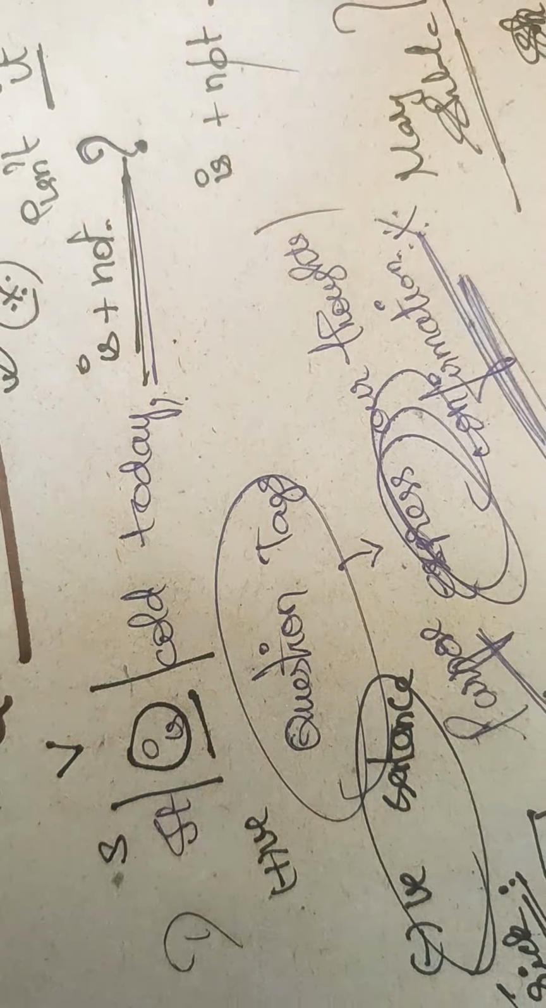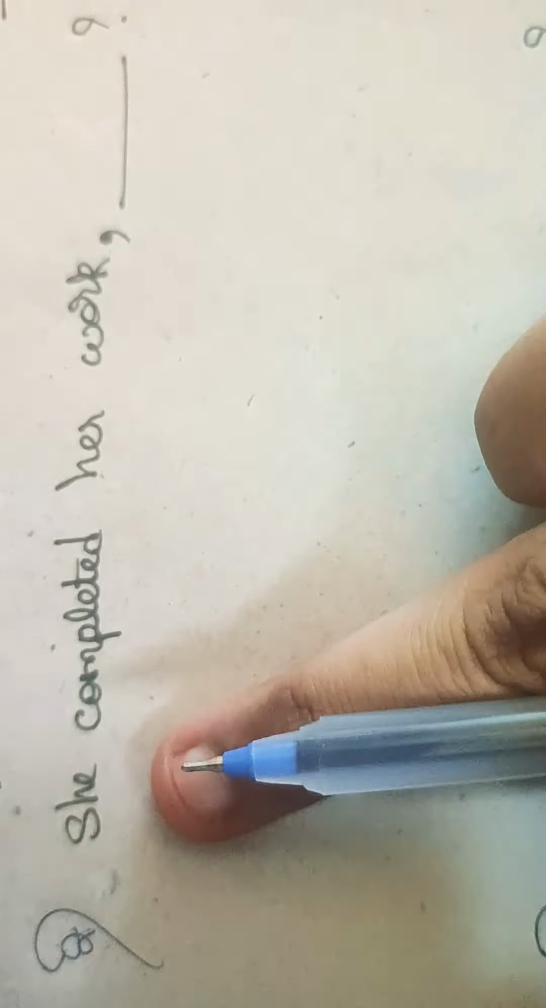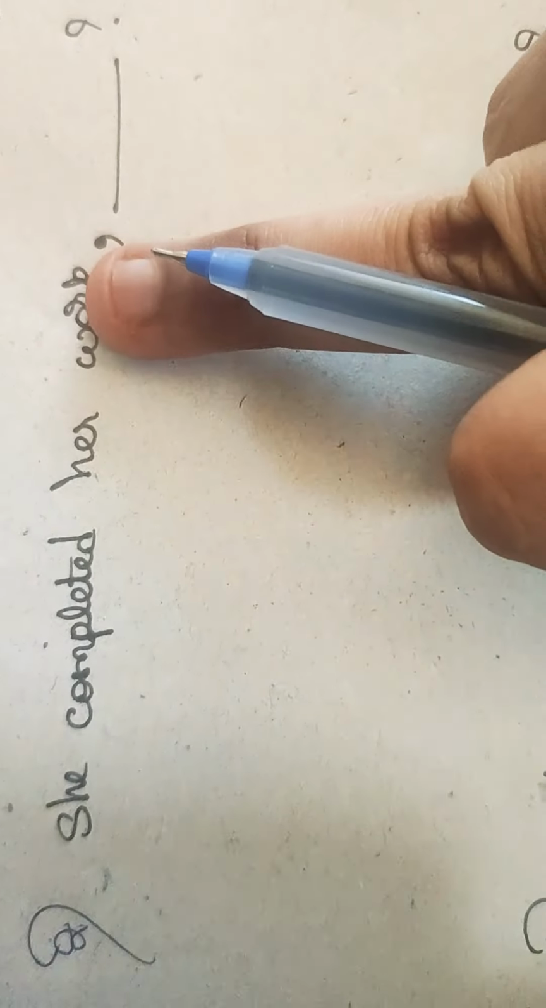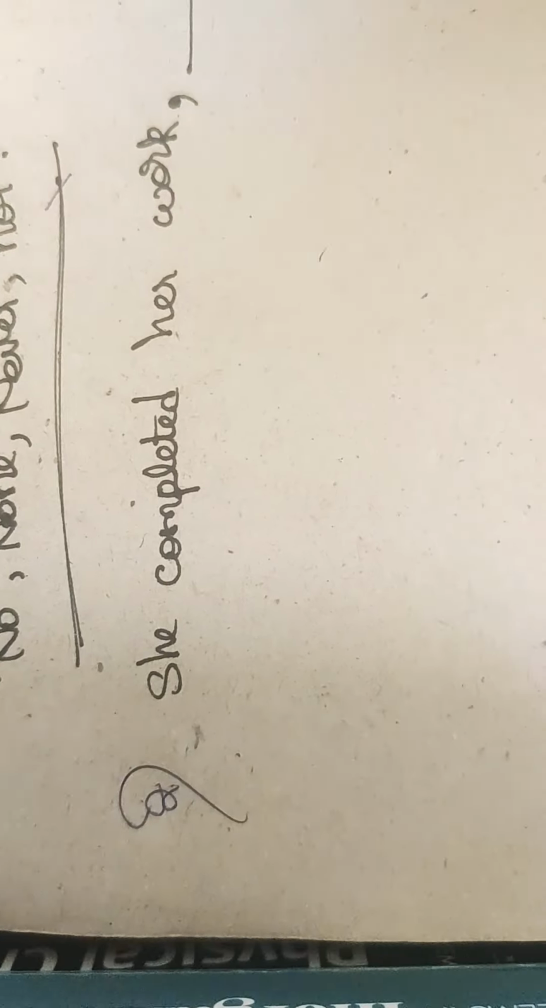Let me give you another sentence so that you can get a clear idea. Students, at the end of the video I will give you some practice questions also, so don't skip the video, watch completely. The second example is this sentence: She completed her work. In the first sentence, it said it is cold today, where we can identify the verb as is.